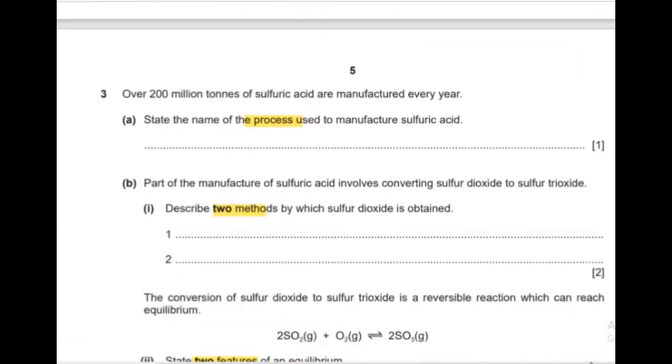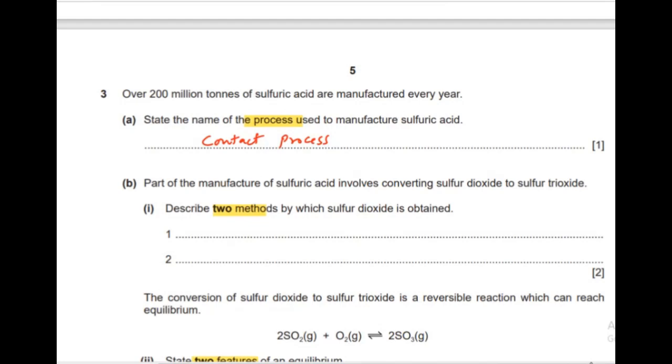Okay, this question: over 200 million tons of sulfuric acid are manufactured every year. State the name of the process used to manufacture sulfuric acid. You know that there are two processes in the chapter equilibria. One is the Haber process that is used to get ammonia in the industry, and the second is the contact process used to get sulfuric acid in the industry. So this is the contact process.